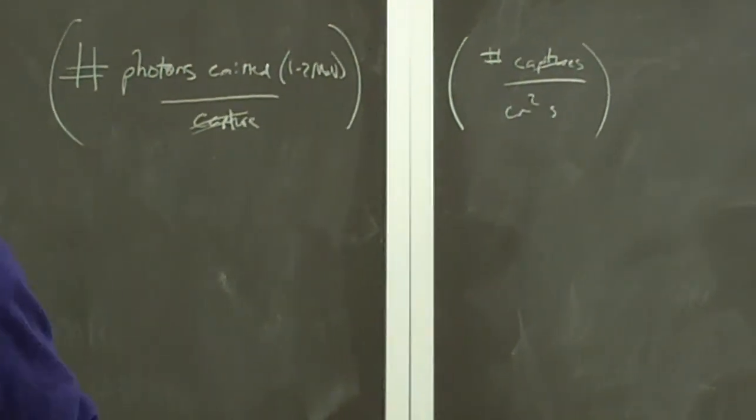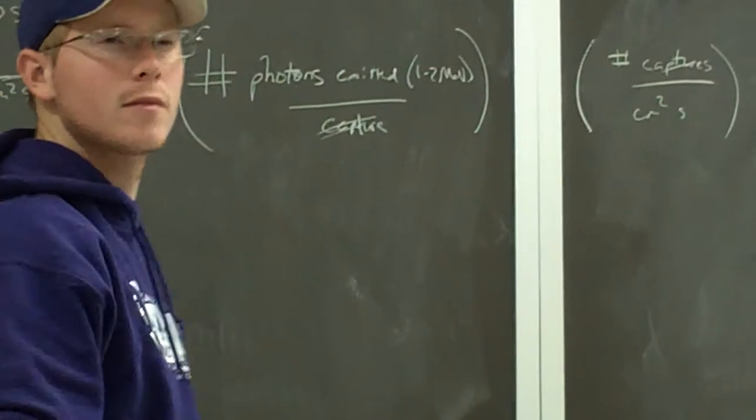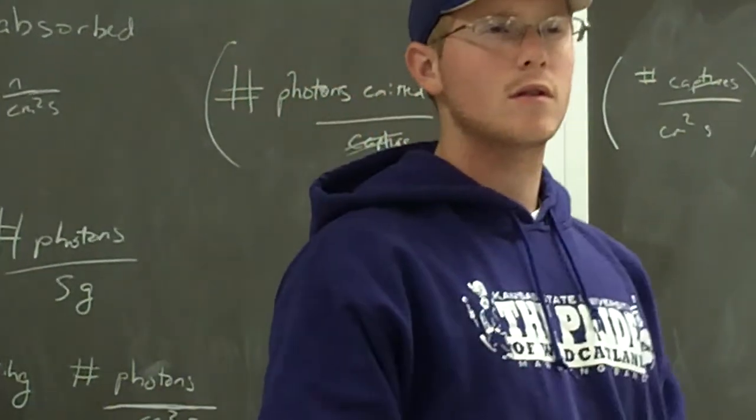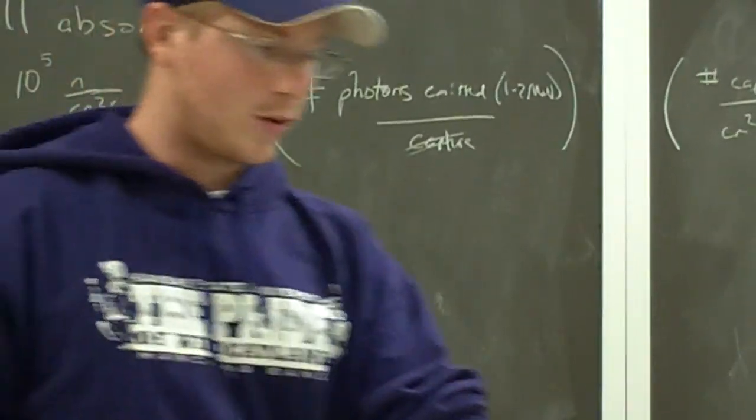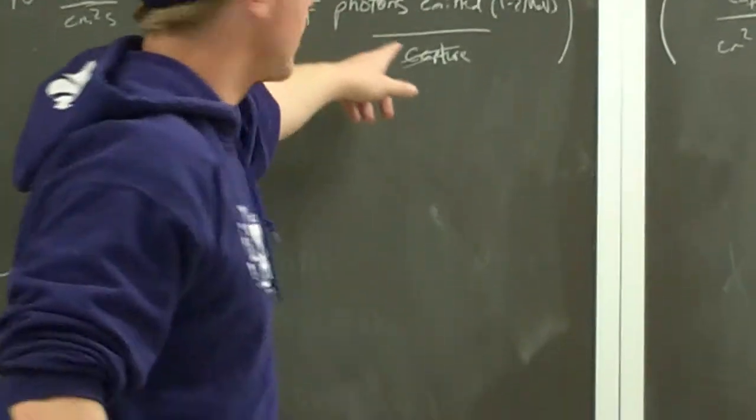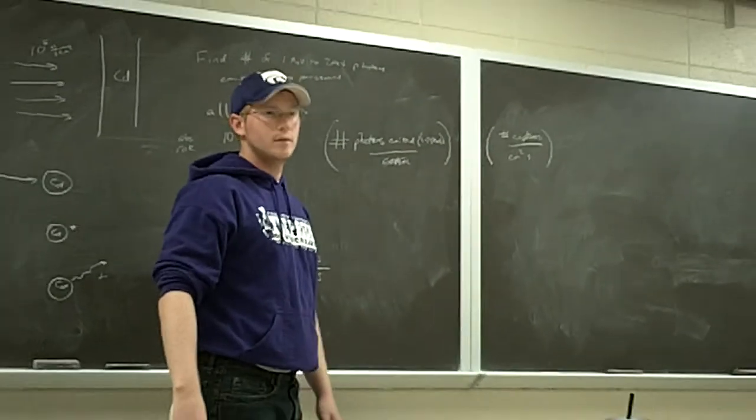Alright, do you have any questions on this problem? I missed a step, Brian. How did you get your table? There's a table in the back of the book that tells me the number of photons emitted per capture. And we know our capture rate in neutrons per centimeter squared. Yeah, okay.